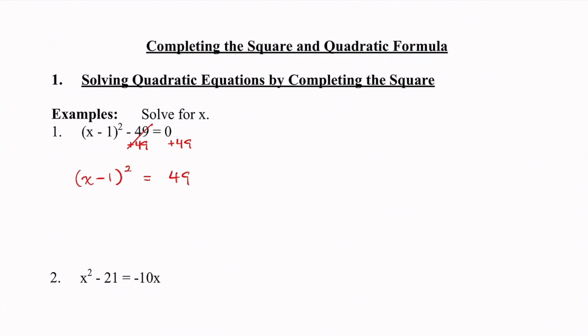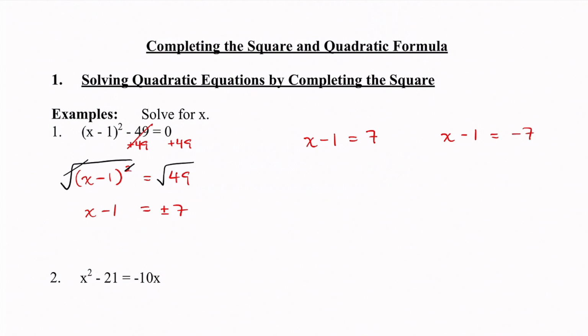Now, to get rid of this square, I'm going to take the square root, and we have to do that on both sides. The square and the square root cancel out, and I am left with x minus 1 equals, and the square root of 49 is 7, but it's not just 7 because we took the square root, it's plus or minus 7. That gives us two different solutions: one where x minus 1 equals 7, and a second where x minus 1 equals negative 7.